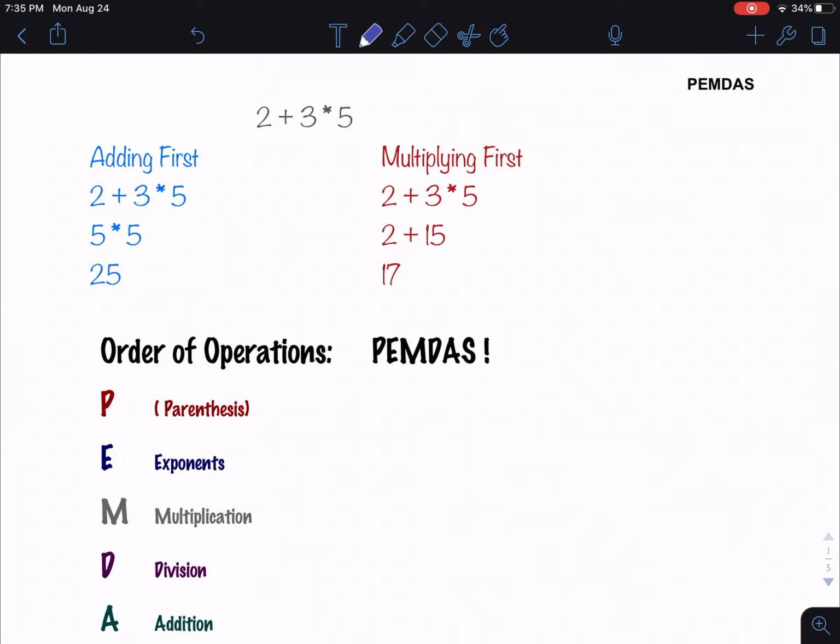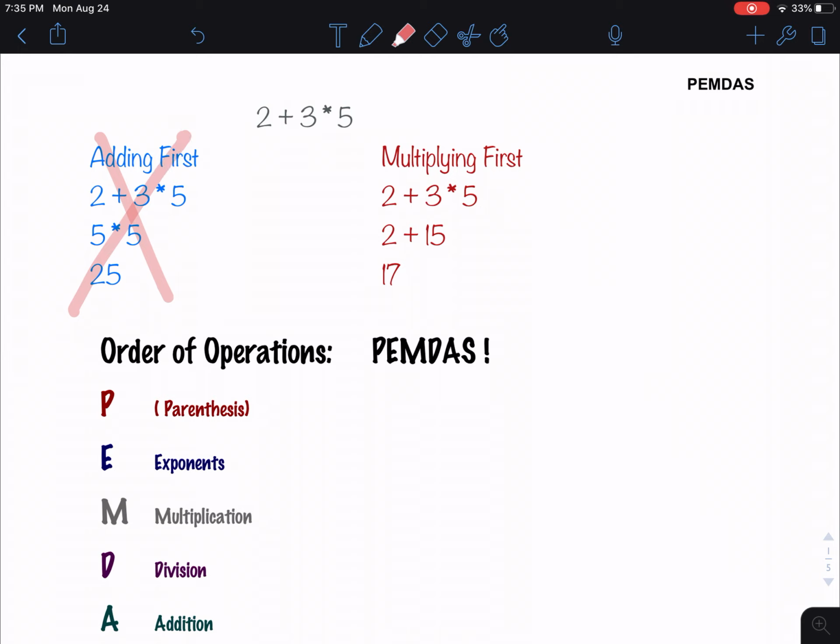When looking at a numerical expression that involves multiple operations, there is a certain order that we need to follow. As we look at this numerical expression that involves multiple operations, you will see that if we choose to just do the operations left to right by adding first, we get an answer of 25. If we choose to multiply first, we get an answer of 17.